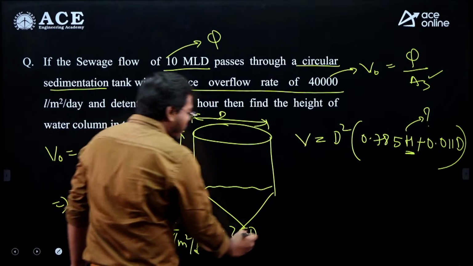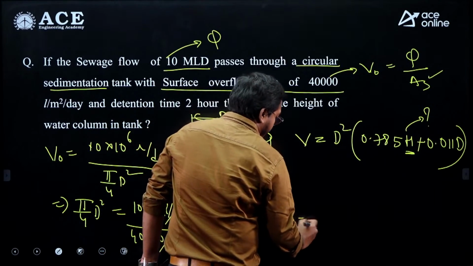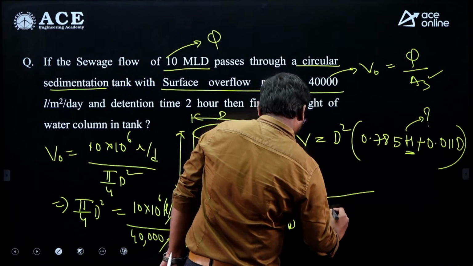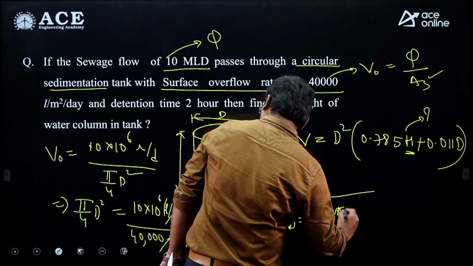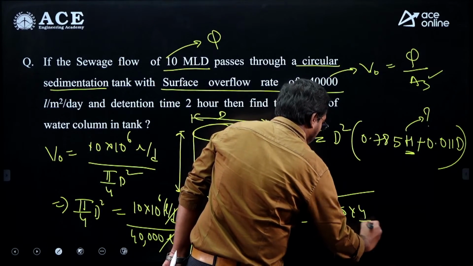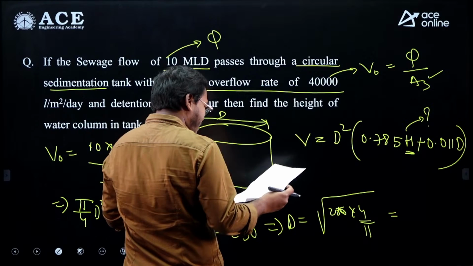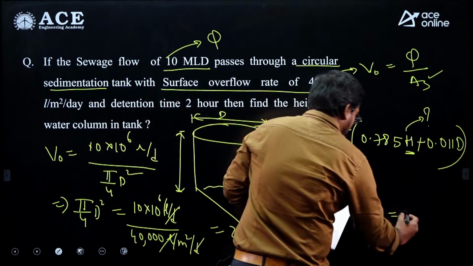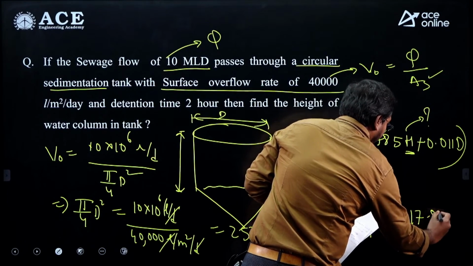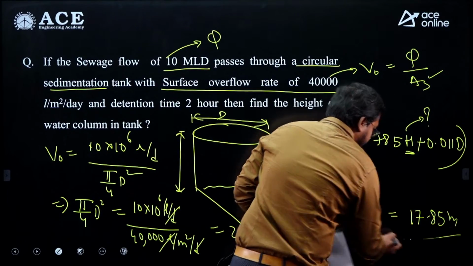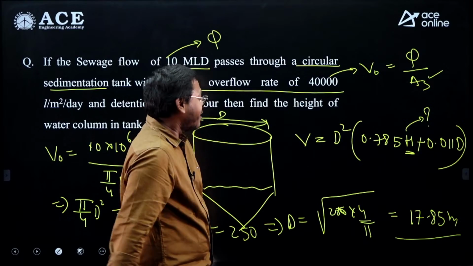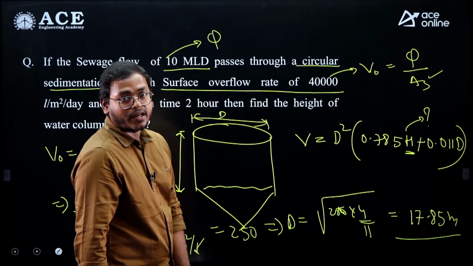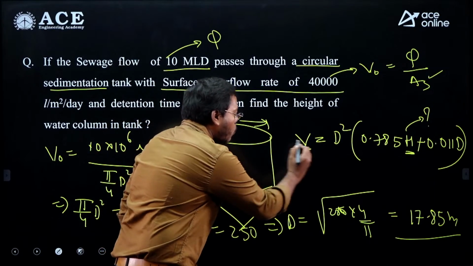So what will be the diameter? Very easy. Diameter will be under root 250 into 4 by pi. Just solve it. Use your calculator. You will be getting your answer somewhere around 17.84 or 85 meters. So you got your diameter. So what I can do, I can substitute it in this formula and get my answer. But for this, I have to know the volume.